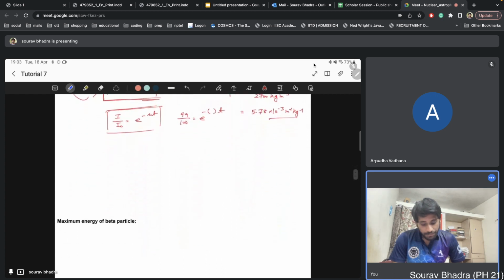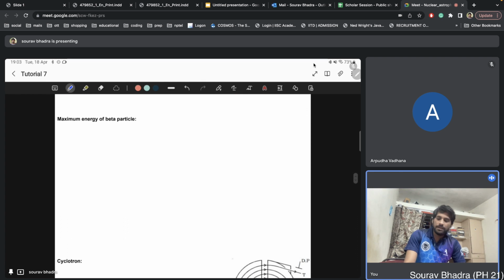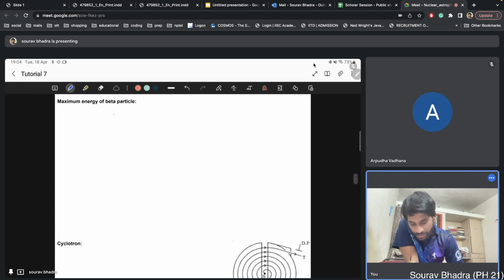Okay, now this is done. Now we will go to the maximum energy of beta particles. In one problem you have seen that I have done the minimum energy required for the projectile. Now we will do the maximum energy of the beta particle. That means it is not the full thing, just let me write it.